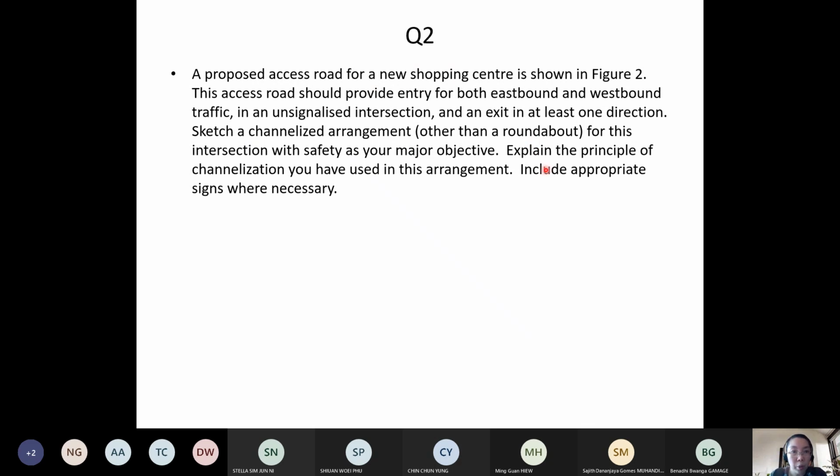Okay, so question 2. A proposed access road for a new shopping center is shown in figure 2. This access road should provide entry for both eastbound and westbound traffic in an unsignalized intersection and an exit in at least one direction. Sketch a channelized arrangement other than a roundabout for this intersection with safety as your major objective. Explain the principle of channelization you have used in this arrangement. Include appropriate signs where necessary.